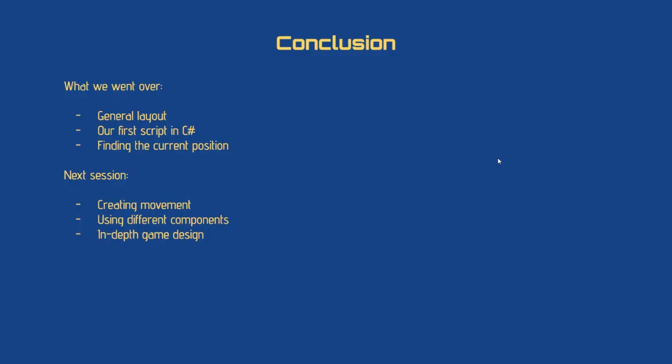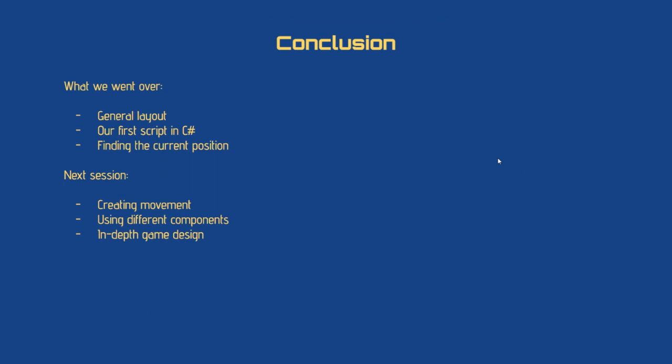So, in conclusion, what we went over is that I explained the general layout of how Unity works with the project hierarchy, game view, scene view, all of that. Then we created our first script in C# using Debug.Log, which is similar to the print statement in other languages. And finally, using Debug.Log, we printed the current position using transform.position and the dot operator specifically, and using the transform component.